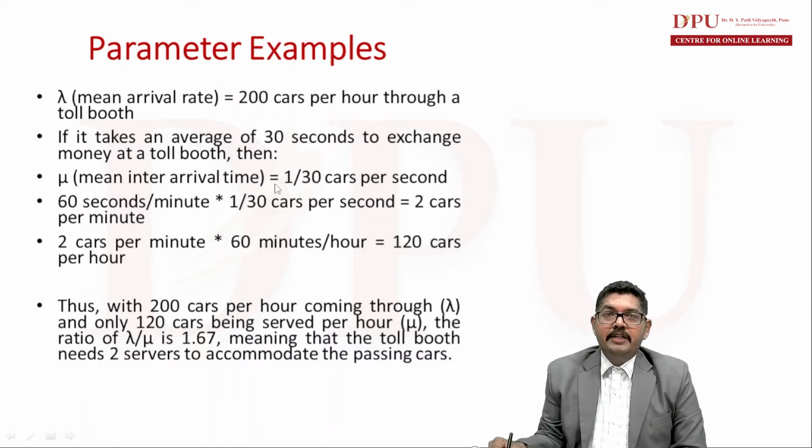Then there is mu, the mean service rate. So this is equal to 1 divided by 30 cars per second. So this is mu, 1 divided by 30 cars per second.